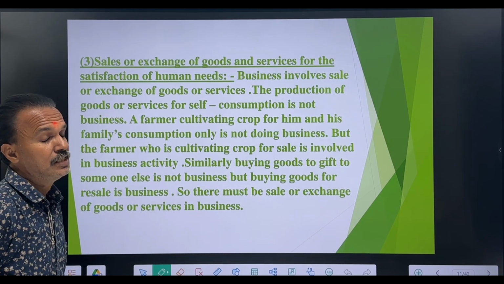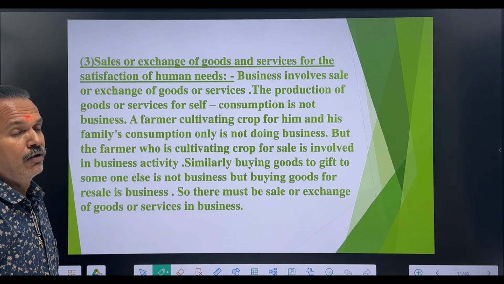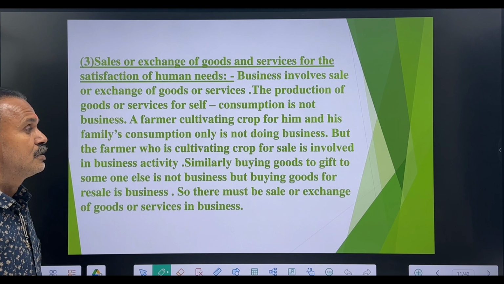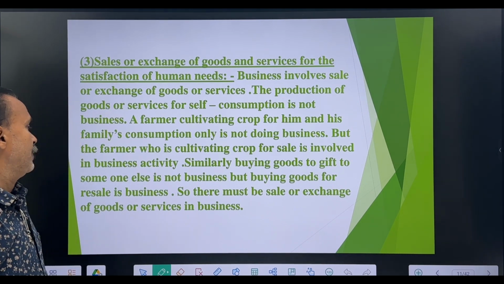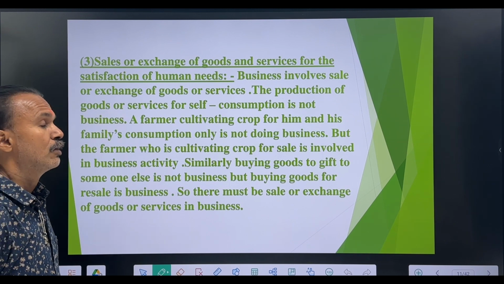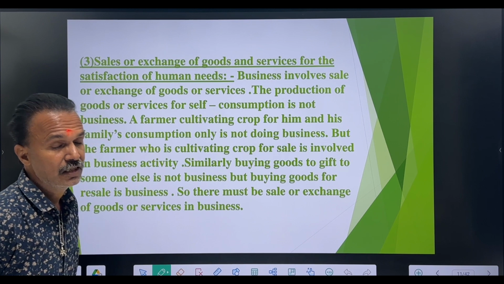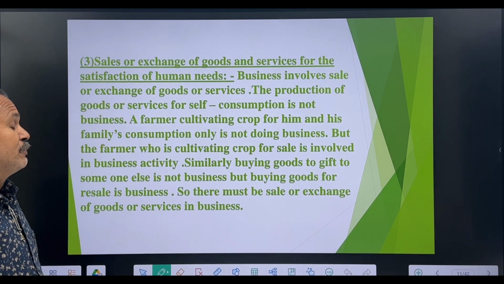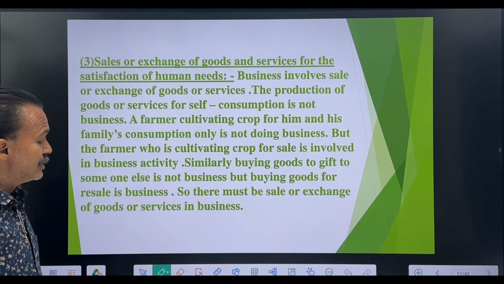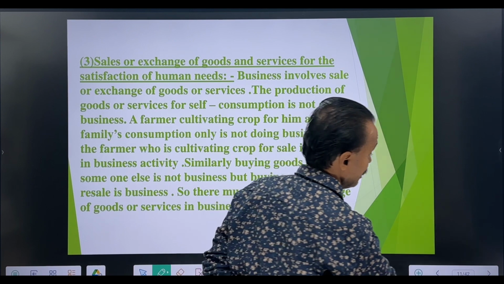So any activity which is not done for sale purpose is not called business. Similarly, buying of goods to gift to someone else is not called business. When the goods are bought for the purpose of resale, then it is called business. So there must be sale or exchange of goods and services in the business for the purpose of earning profit.